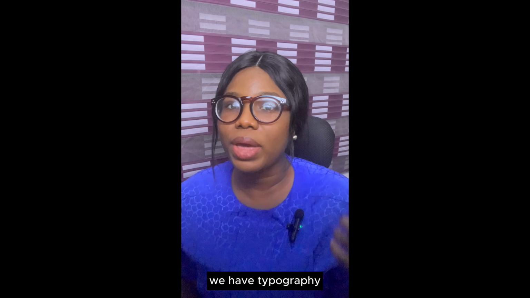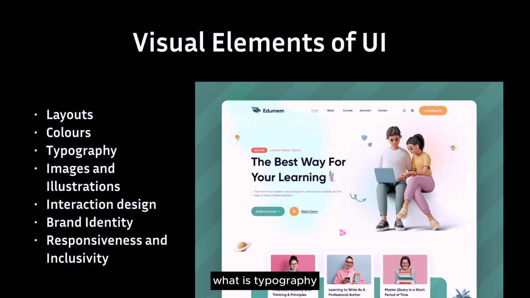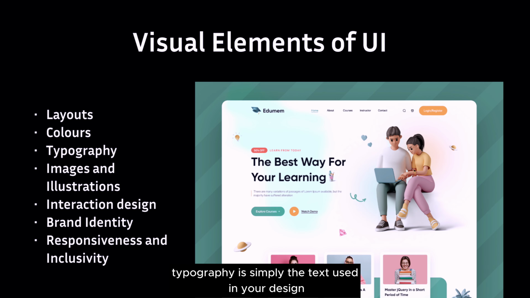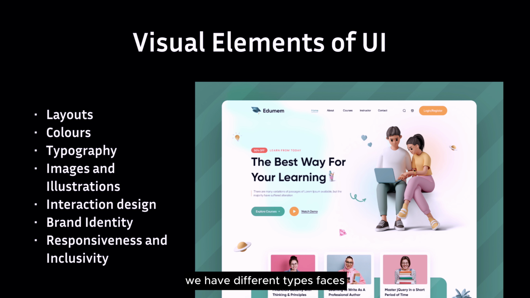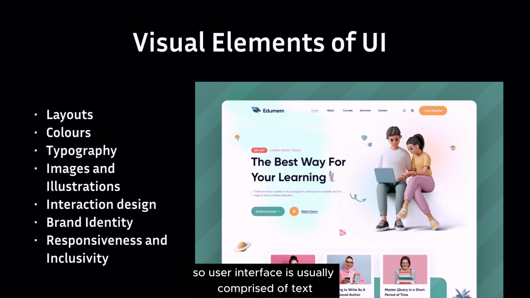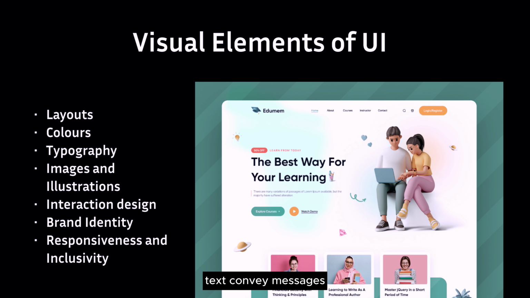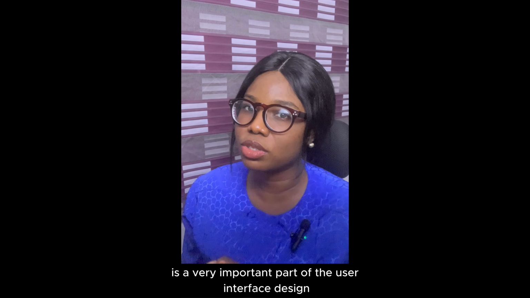First of all, we have typography. What is typography? Typography is simply the text used in your design. We have different typefaces, different fonts, different font styles, we have the widths, we have the H1, H2, and all of that. So the user interface is usually comprised of text. In fact, 70% of your user interface is text, and most times text conveys messages that images can also convey. So typography is a very important part of the user interface design.